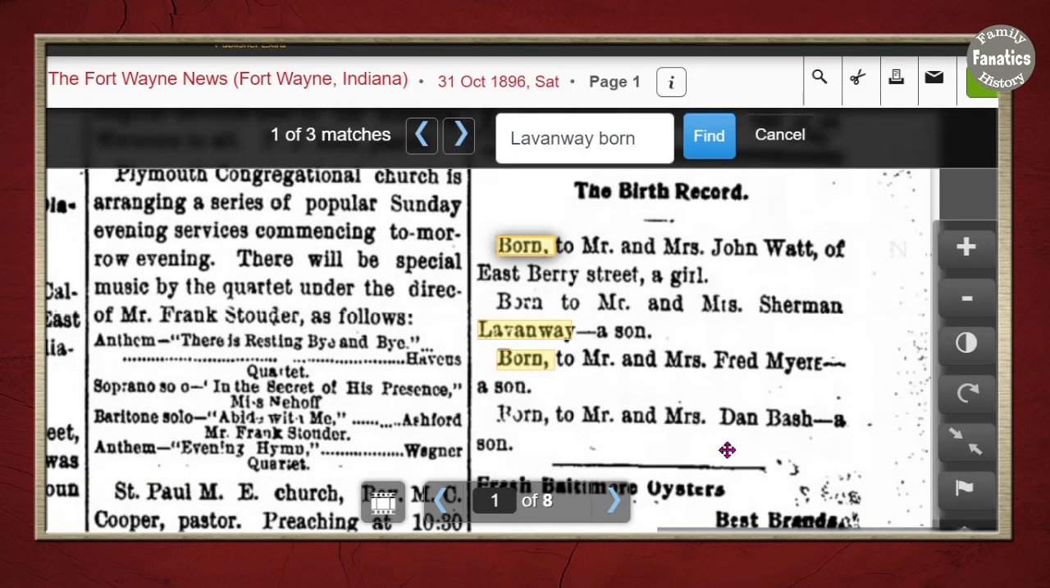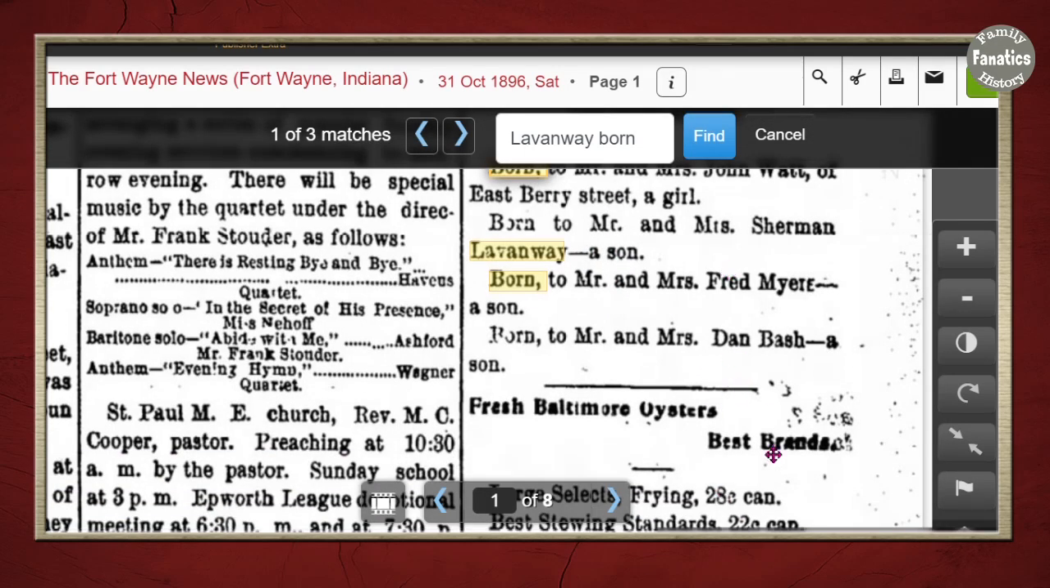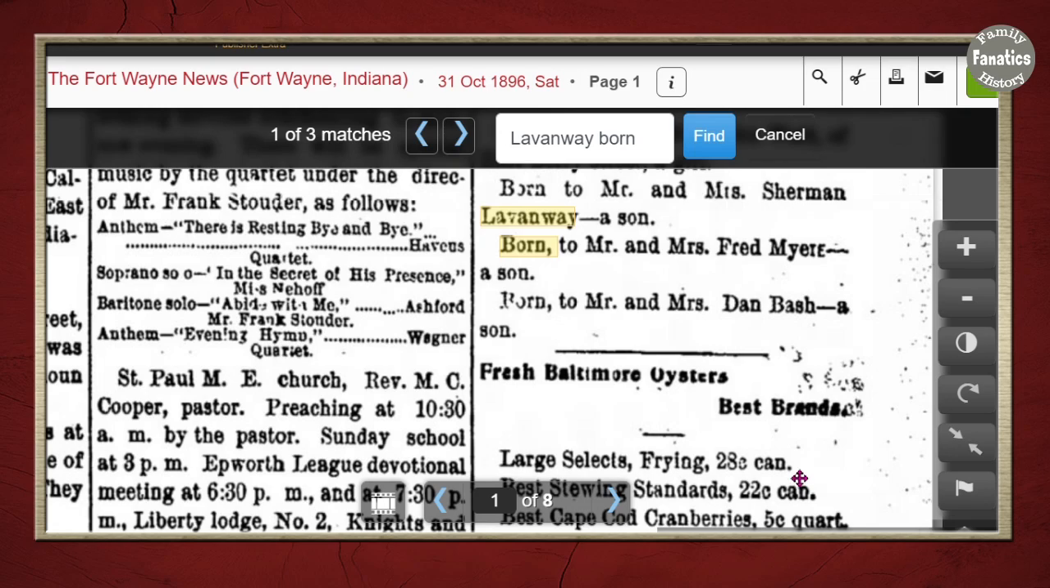The birth records you're finding say born, and notice that you need to put in the last name, because we have born to Mr. and Mrs. Sherman Lavanway, a son. So there isn't the name of the son. So look for the last name, and then you might pick it up. Lots of great little birth announcements right there.